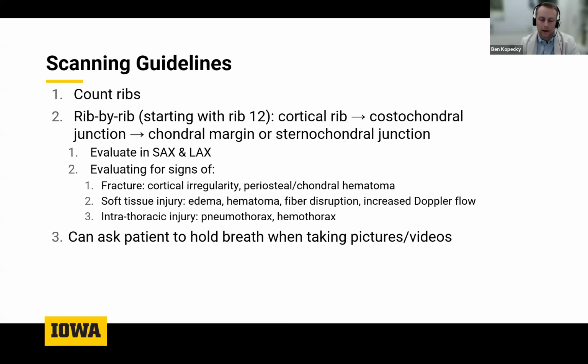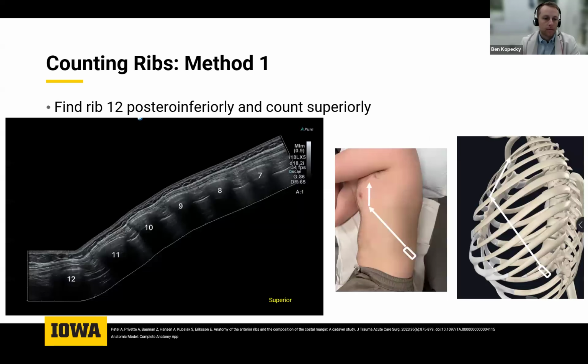Lastly, just keep in mind that unlike almost all other musculoskeletal ultrasound evaluations we do, this anatomy is moving with respiration, so it's okay to ask the patient to hold their breath when taking pictures or videos, and consider holding your own breath as a way to keep track of that. So we're going to go over 2 methods of rib counting from the anterior approach, noting that this can be done posteriorly, but these may be more applicable to the scan today.